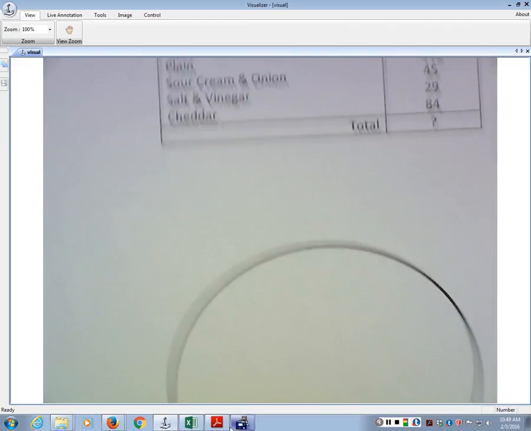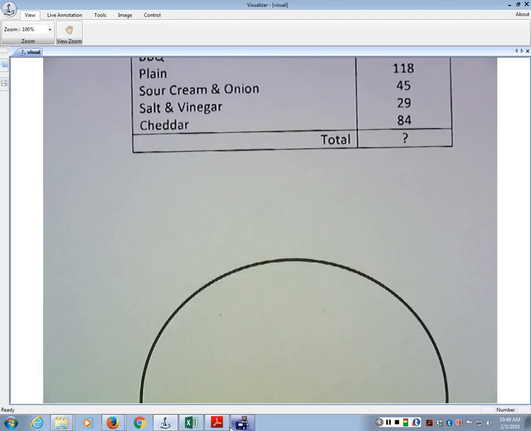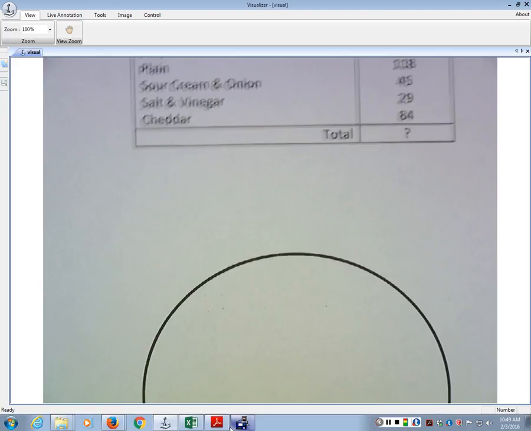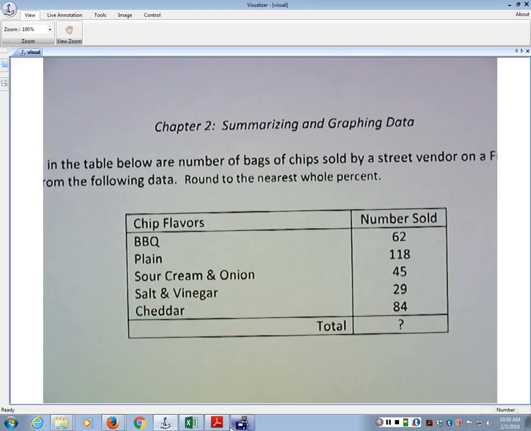This is the first, last, and only time we are ever going to do a pie chart by hand. Just say that up front. But it's a pain. It's truly a pain.